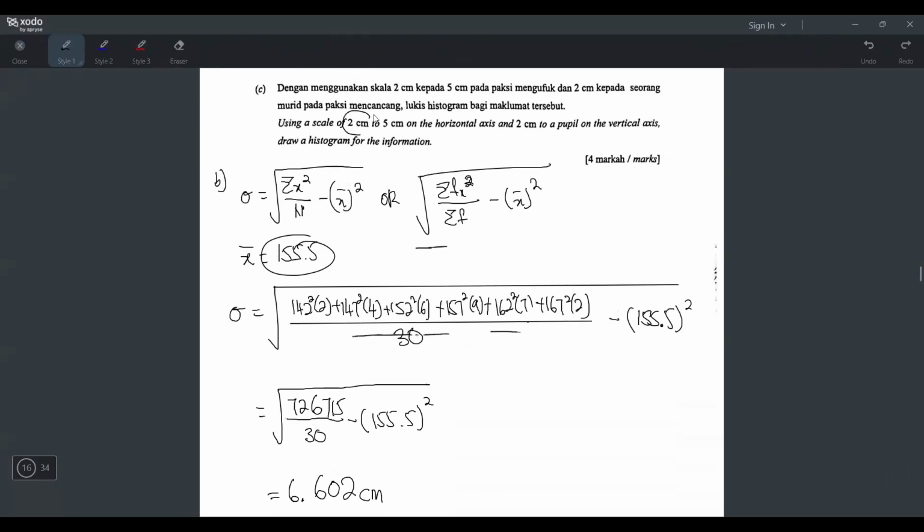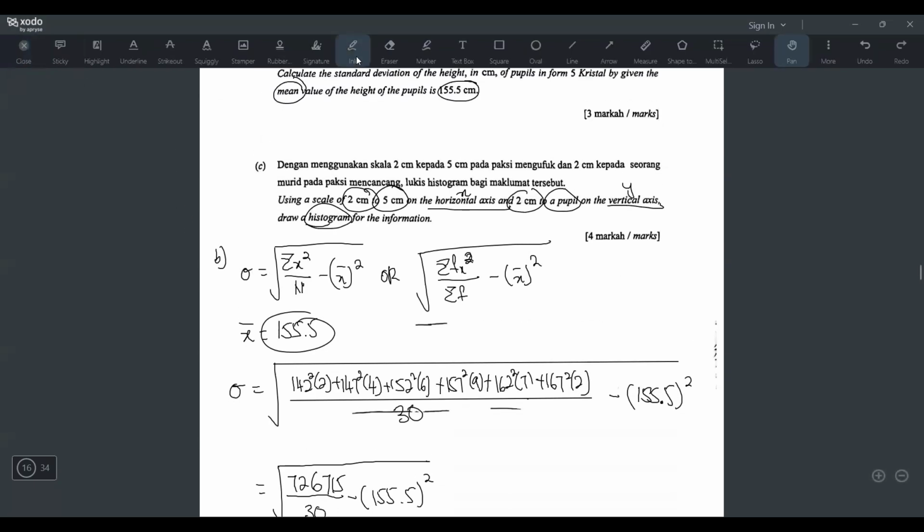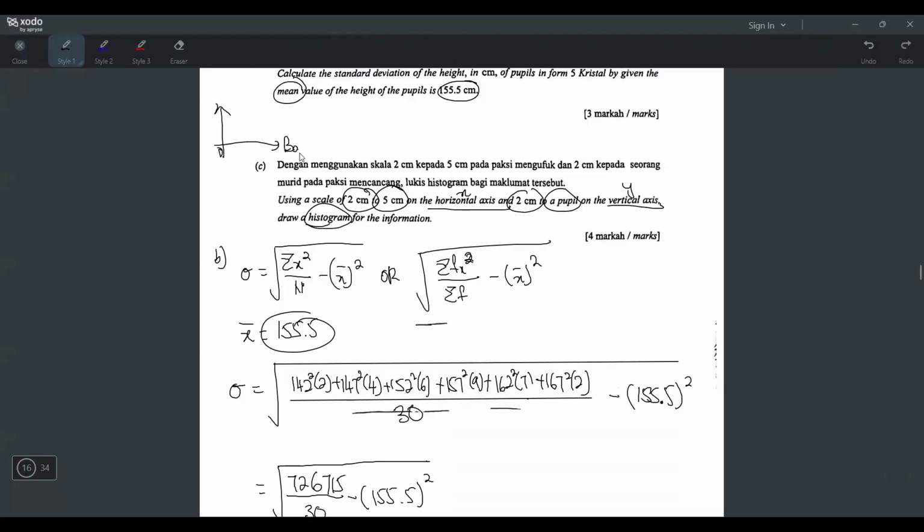Okay, so let's read. Using a scale of 2 cm to 5 on the horizontal, meaning the x-axis, and 2 cm to 1 on the vertical, meaning the y-axis, draw a histogram. Before I start to draw the histogram, I need to tell you what a histogram uses for the x-axis and y-axis. For the x-axis, you have to use boundary. Both the lower boundary and the upper boundary, you need both.